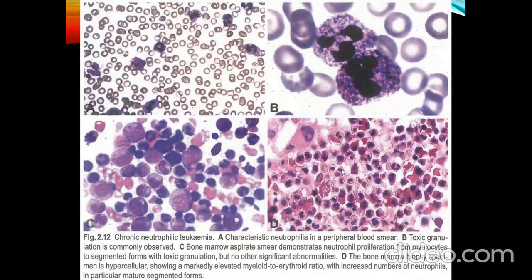As we can see in this photomicrograph for chronic neutrophilic leukemia, picture A is showing us characteristic neutrophilia in the peripheral blood smear, and picture B is showing us toxic granules, which are commonly observed. Picture C is showing us the bone marrow, which demonstrates neutrophil proliferation from myelocytes to segmented forms with toxic granulation, but no other significant abnormalities. Picture D is showing us the bone marrow biopsy specimen, which is hypercellular, showing a markedly elevated myeloid to erythroid ratio with an increased number of neutrophils, in particular mature segmented forms.